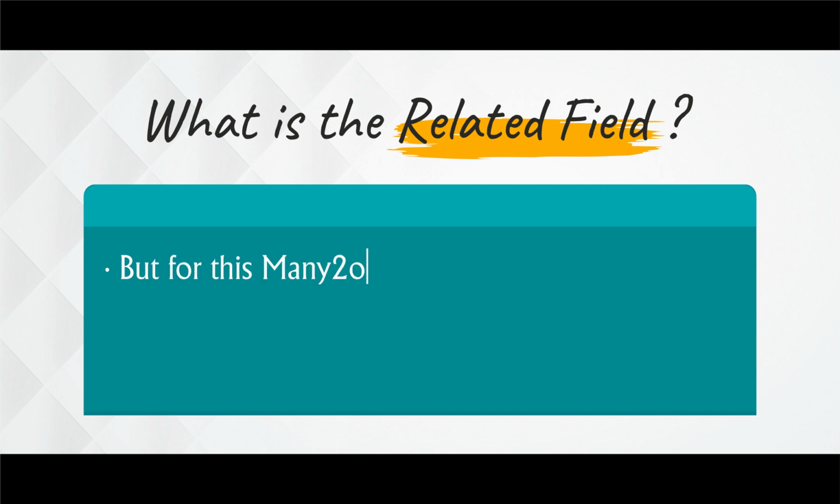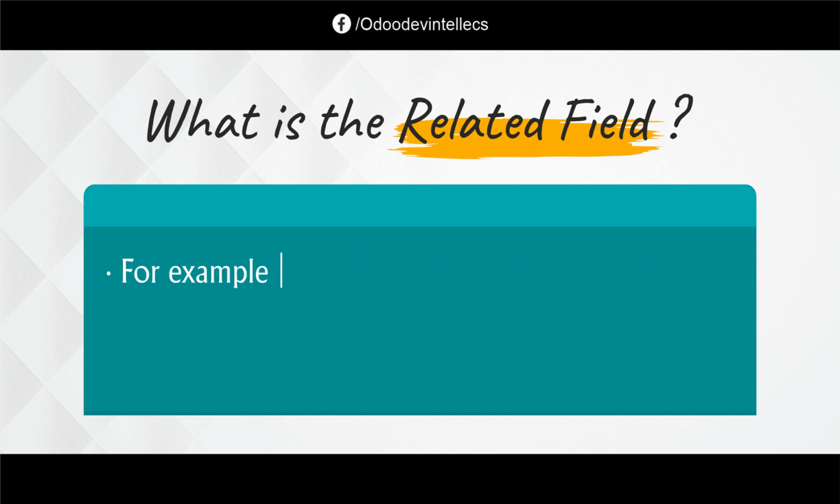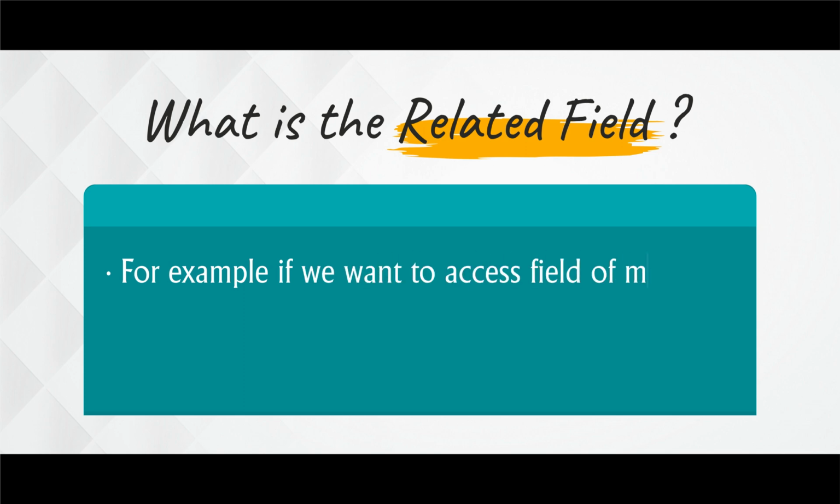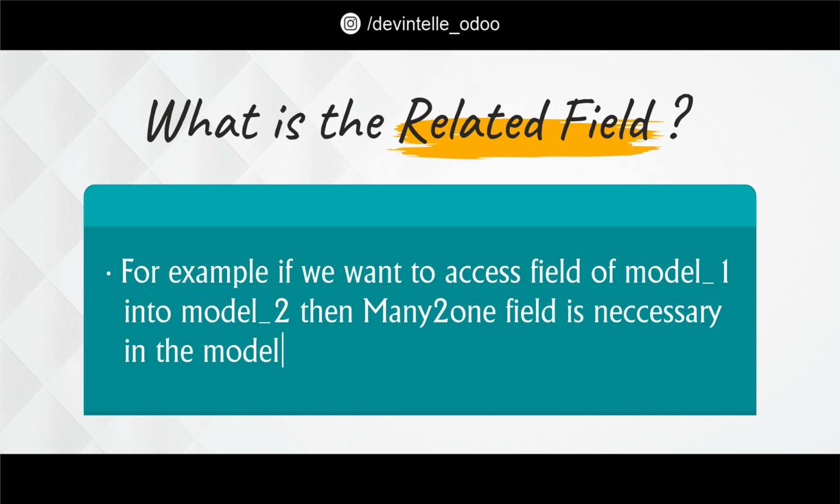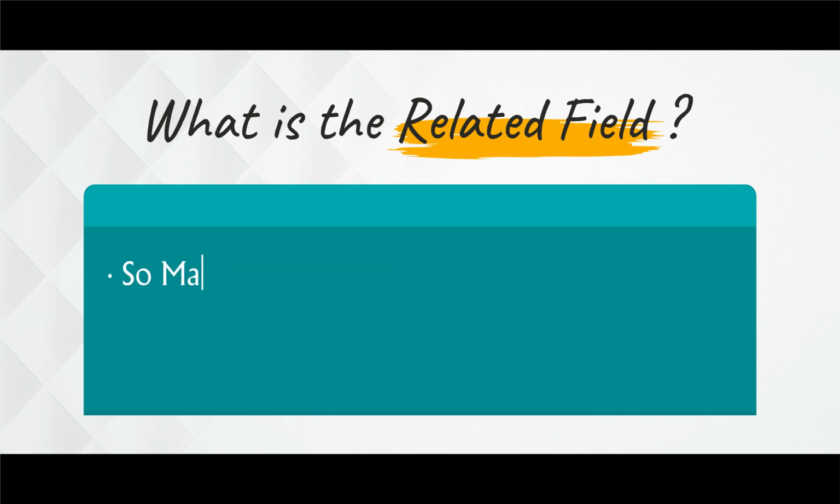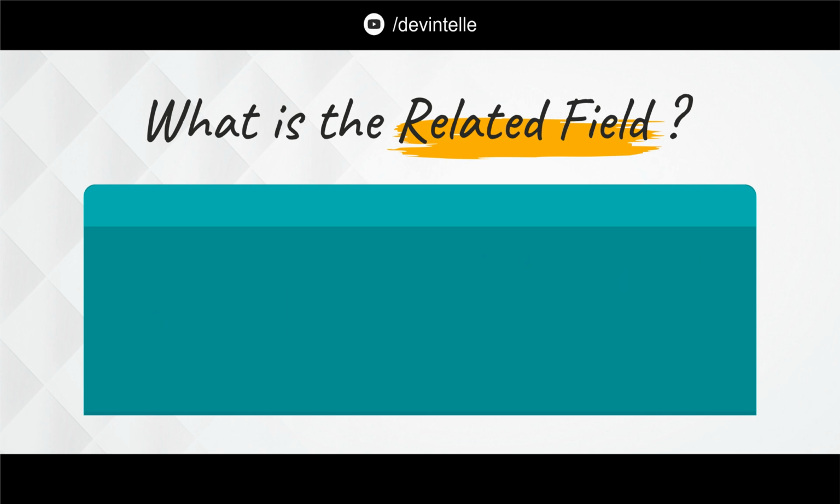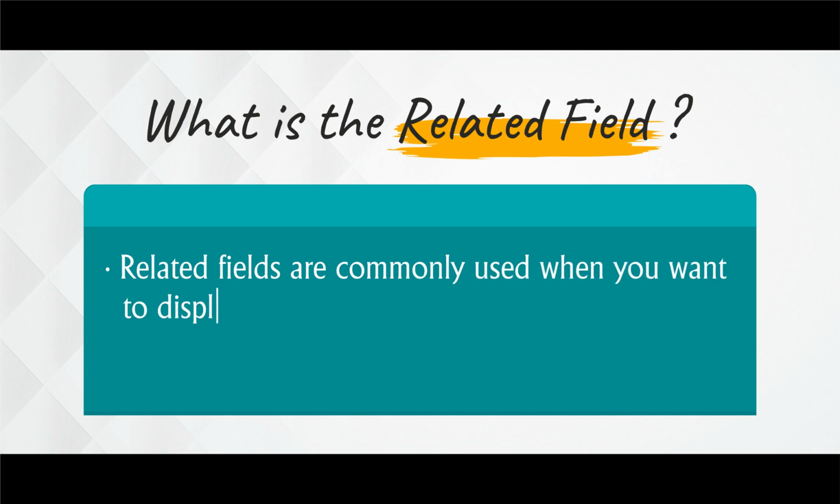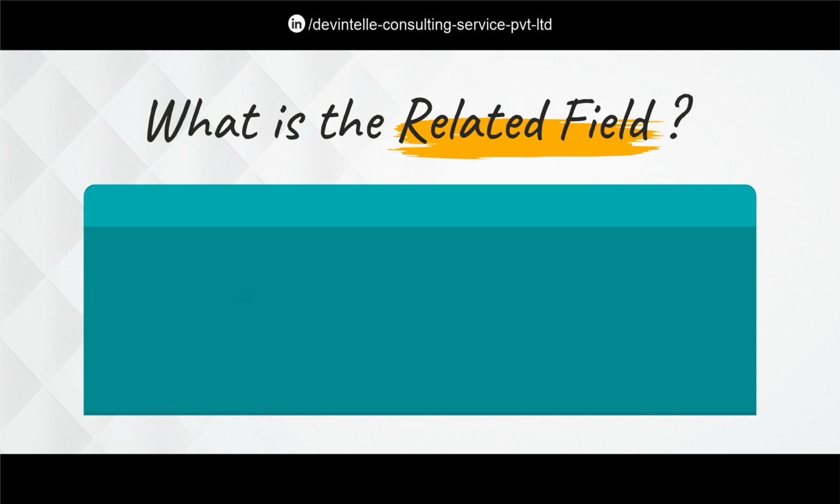But for this, many-to-one field is required in the model. For example, if you want to access field of model 1 into model 2, then many-to-one field is necessary in the model 2 object. So many-to-one field acts like a bridge between two models. And related fields are commonly used when you want to display or work with data from a related model.